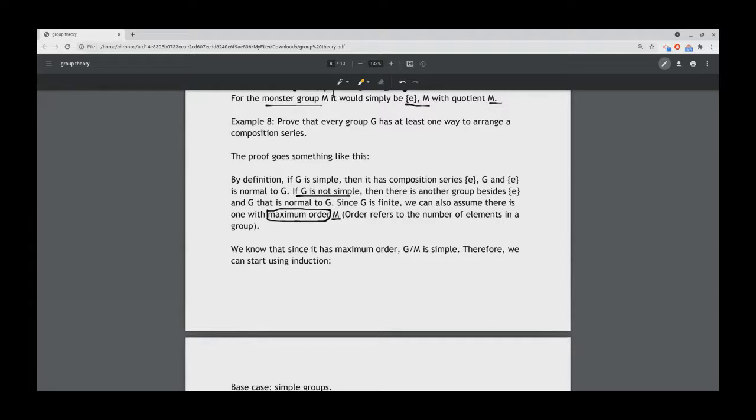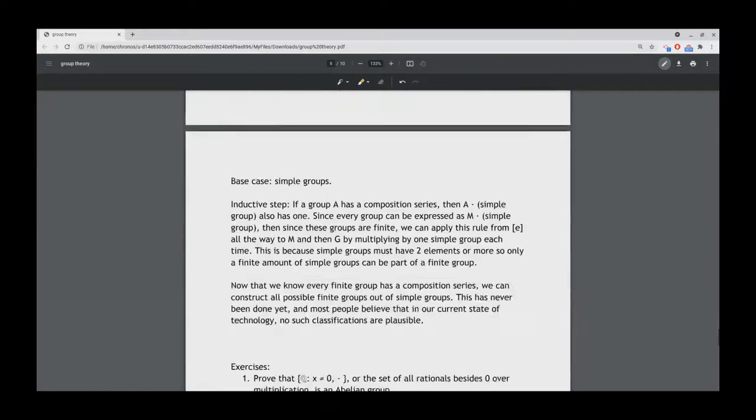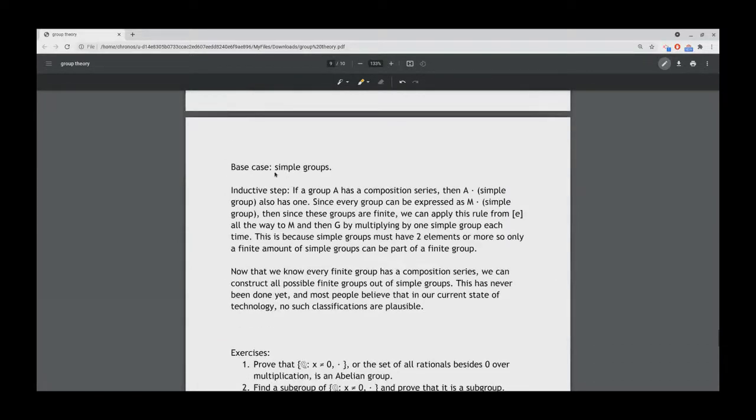Because if it wasn't simple, then there would be another group in between, and you could just divide by that group and then another group, and that contradicts this, because the intermediate step of dividing by that group makes it larger than M. So therefore, we can start using induction. The base case is just simple groups. All of these groups have composition series as just E in itself. Inductive step: if a group A has a composition series, then A times a simple group also has one.